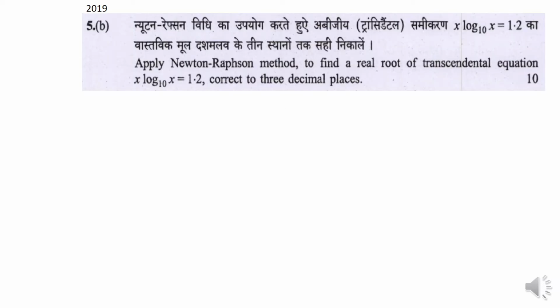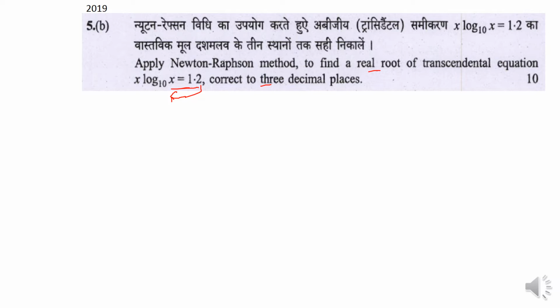2019 question 5b: apply the Newton-Raphson method to find a real root of a transcendental equation, and here it is x log base 10 x minus 1.2. If we write it so that it comes to the left hand side, that becomes f(x), correct to 3 decimal places. The important points are that we have to find the real root up to 3 decimal places, and the method is Newton-Raphson. So f(x) is x log base 10 x minus 1.2.